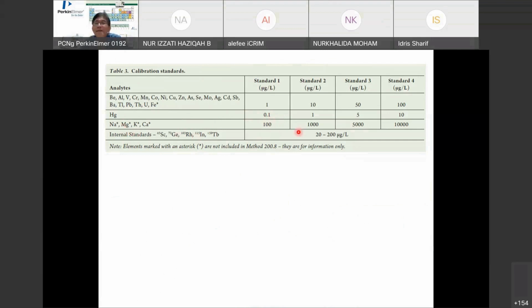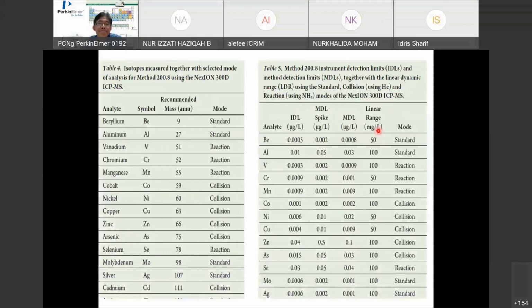So the major elements are basically very high. This is the list of elements you can look into, from US EPA. There are combinations of standard mode, reaction mode and collision mode for the list of elements in US EPA.